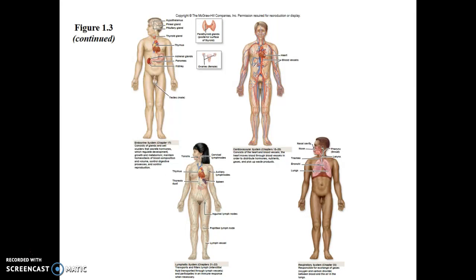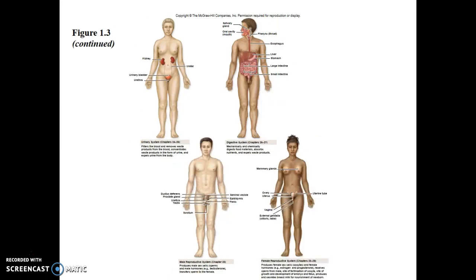We have the respiratory system that's taught in chapter 23. The respiratory system is one of the organ systems that helps in maintaining blood pH. But the major job it does is it brings oxygen into the body, and we need oxygen for energy production, or cell respiration.